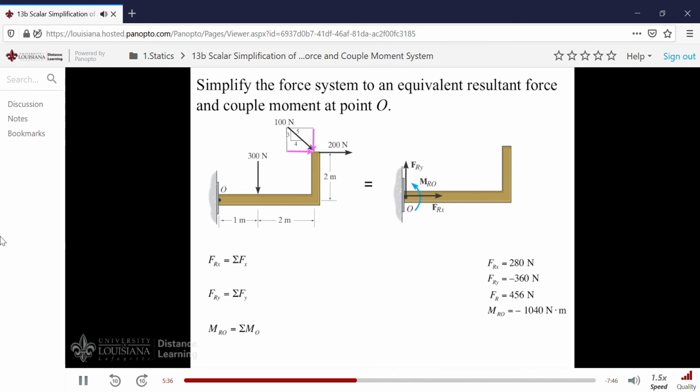So summing forces in the x direction, we have only two components. We have 200, and we also have 100 times 4/5.